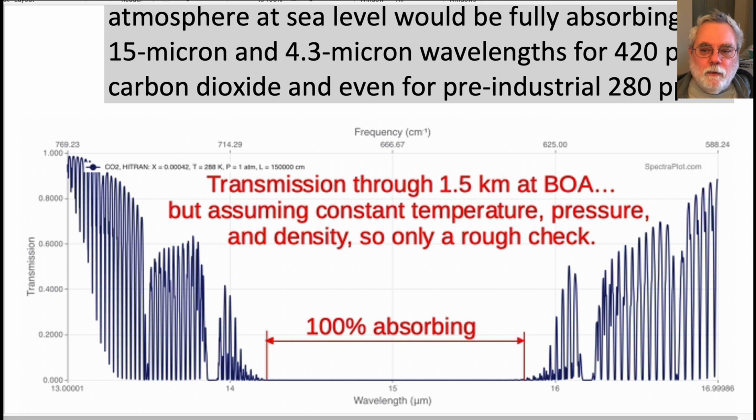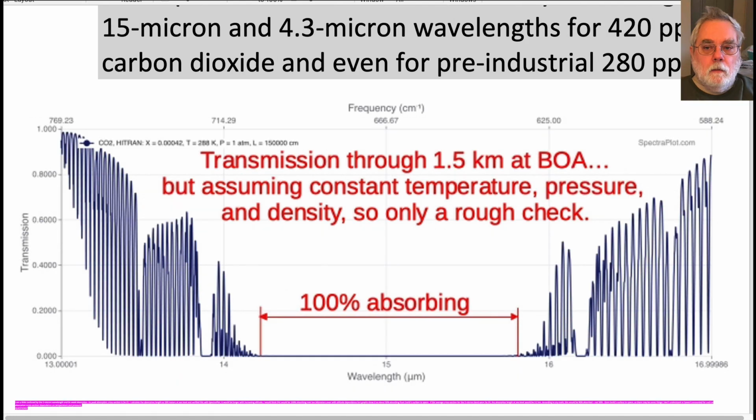This is consistent with our previous graphs, which had 100% absorption between 14 and 16 microns across the 80-kilometer height of the atmosphere. So, what happens when we continue to emit carbon dioxide and increase the concentration in the atmosphere for the next 1,000 years? The band that is 100% absorbing can't get any more absorbing.